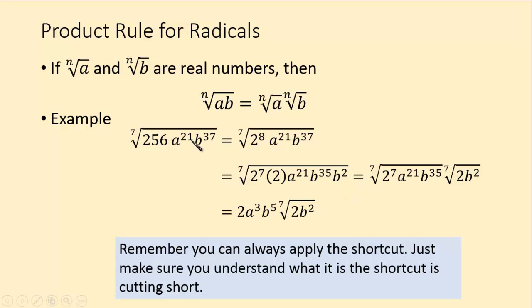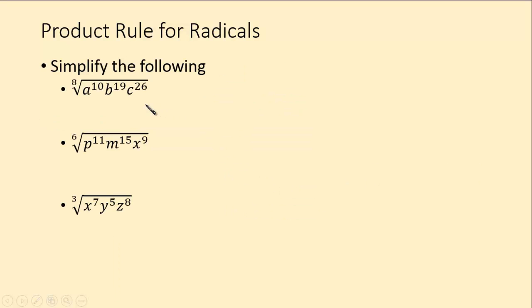So you can always just work with the shortcut here. You don't necessarily have to break this up like this, but you should be aware of this possibility. So 8 divided by 7 is 1 remainder 1, so both of these have powers of 1. 21 divided by 7 is 3. 37 divided by 7 is 5 remainder 2. And we're done.